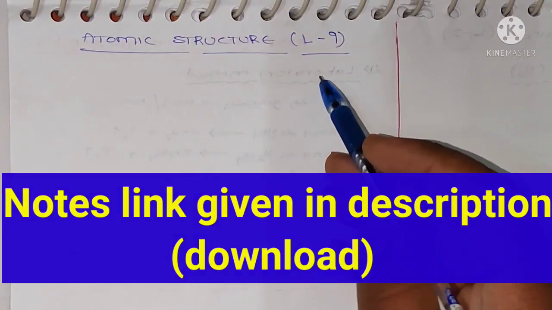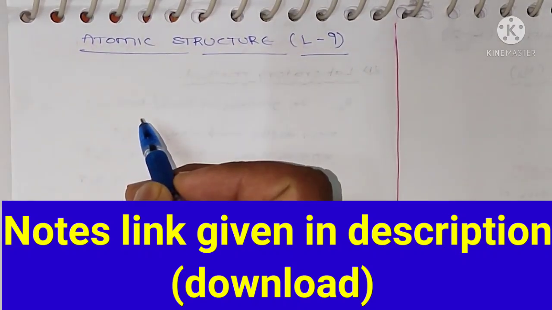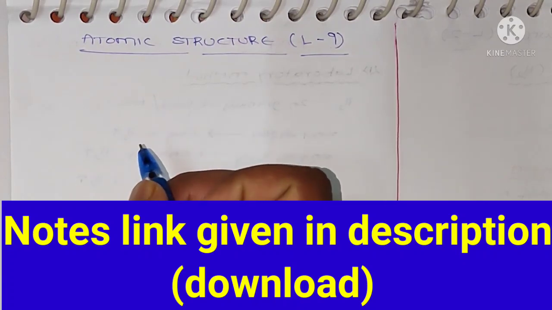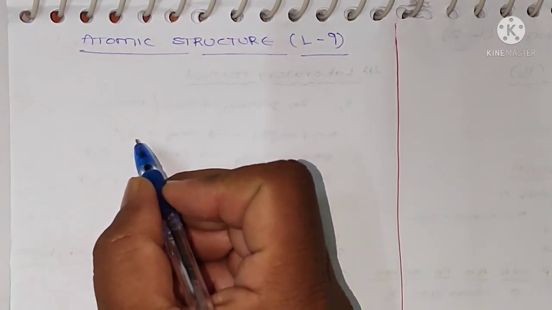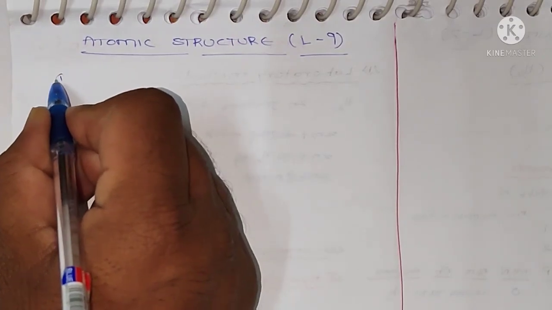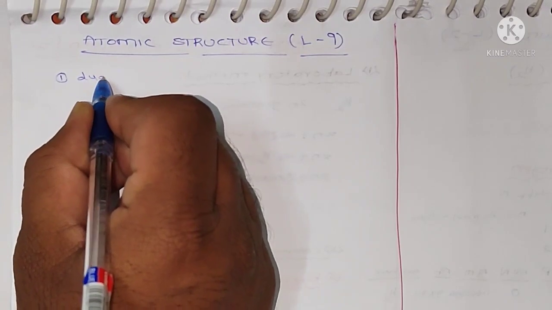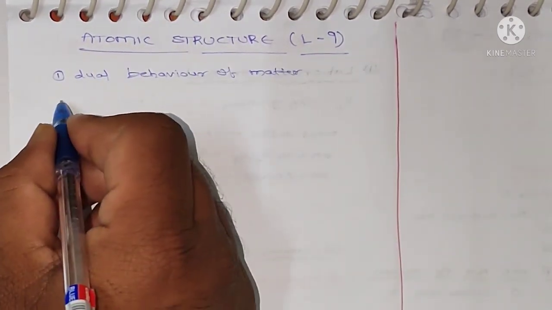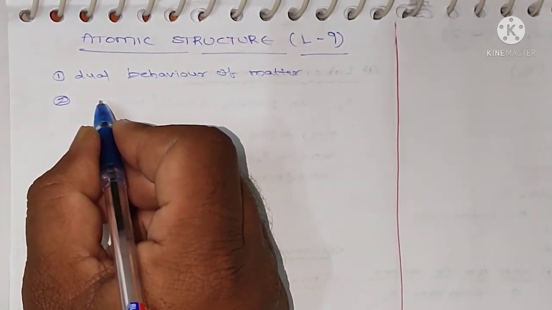Hello students, welcome to lecture 9 of atomic structure. Our topic is quantum mechanical consideration of subatomic particles. Two important developments are there in quantum mechanics. Number 1, dual behavior of matter. And number 2, Heisenberg uncertainty principle.